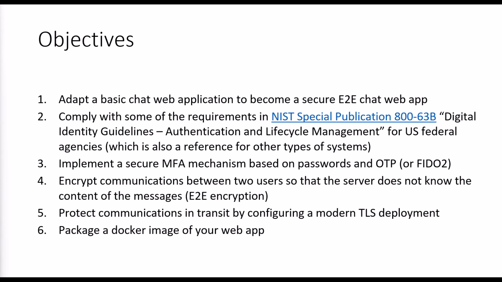You will then need to encrypt communications between two users of the chat so that the server does not know the content of the messages. We call that end-to-end encryption, the ends being the users. You will need to protect communications in transit by configuring a modern TLS deployment. That means the connection between a user and the server needs to be protected using TLS. And finally, you'll package your application in a Docker image.